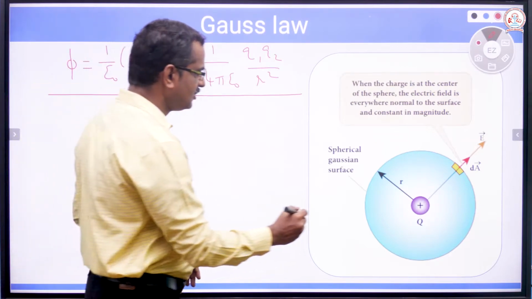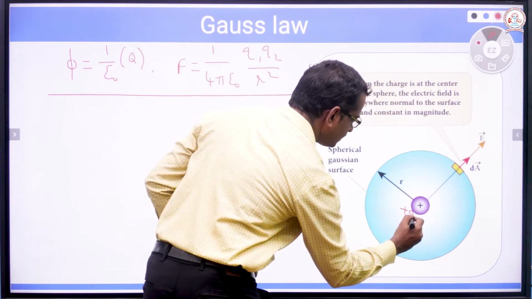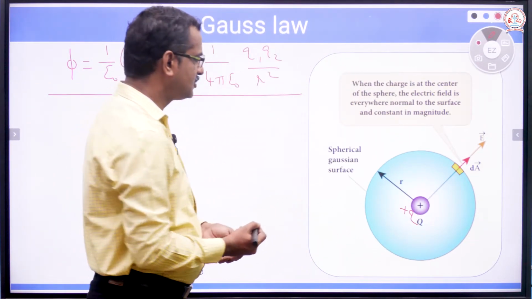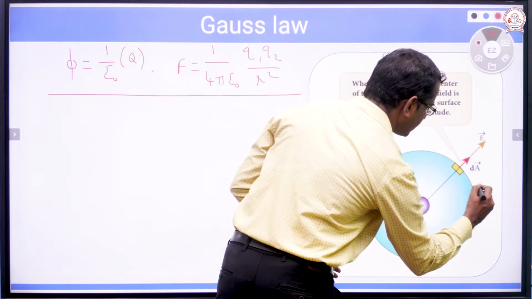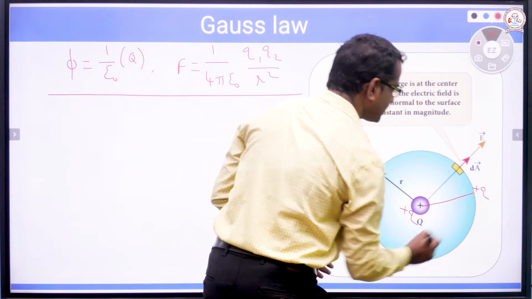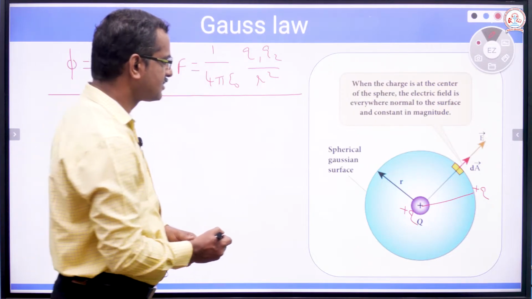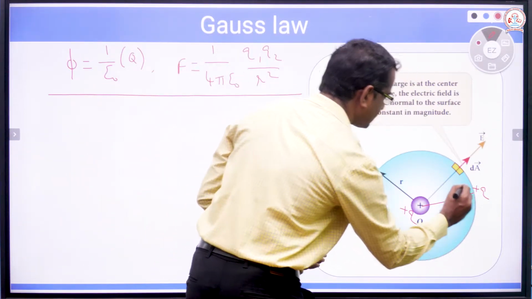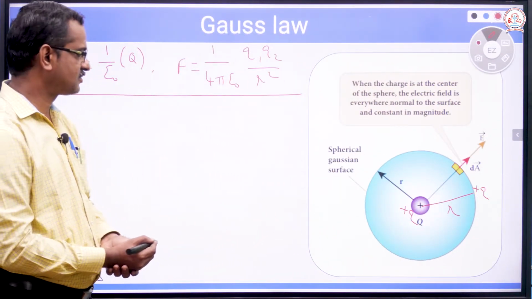You just imagine a plus q charge is here, and there is another plus q charge there. Let r be the distance between the two charges.